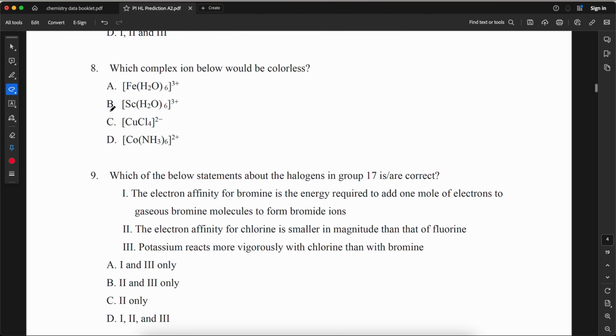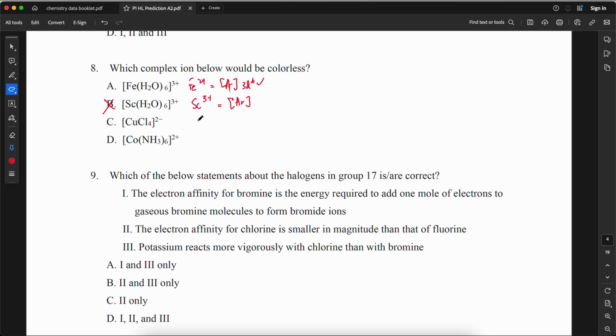Which complex ion below would be colorless? Fe2+ would be Ar 3d6. It has d subshell. Sc3+, okay, that would be the same as Ar. Sc has a number of electrons 21, so 3+ loses 3 electrons and becomes 18, the same as Ar. The answer is B because it has no d subshell.